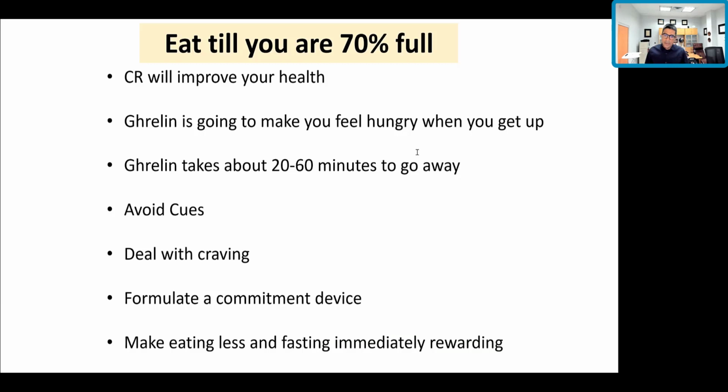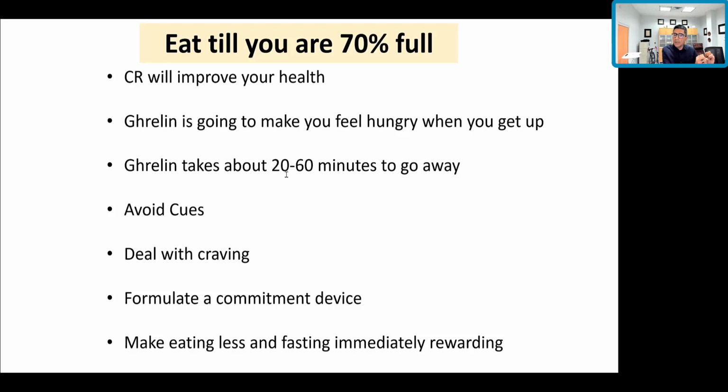So this is what I propose, that I want you to consider with all these techniques that I have told you: eat until you are 70% full. So in other words, I want you to get up from the table when you're hungry. Now, this is going to be very difficult because ghrelin is raging. It's not come down. It's uncomfortable to get up from the table when you're still hungry. But practicing that is knowing that you're doing something good for your health, and also the knowledge that ghrelin takes about 20 to 60 minutes to go away. And at times when you're fasting, avoid the cues so that your fasting would be promoted.